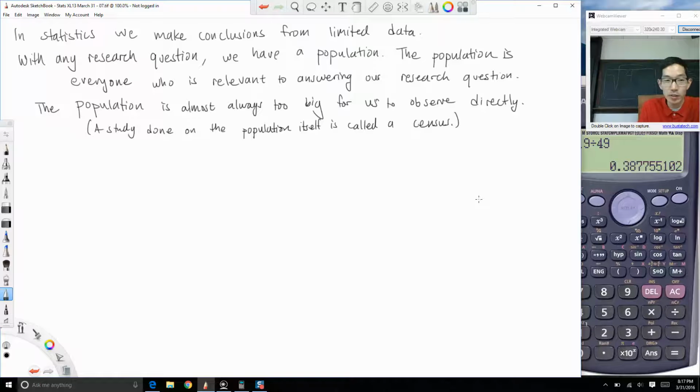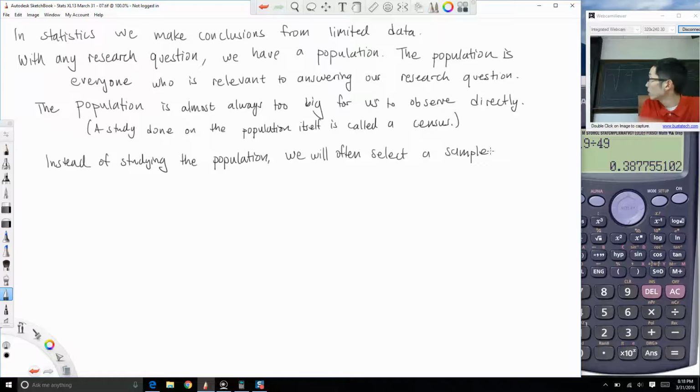Okay, so because it's too big, instead of studying the population, we will often select a sample, okay, and we will study the sample. We will select a sample and study that. Okay, and based on what we see in the sample, we then make conclusions about the population.